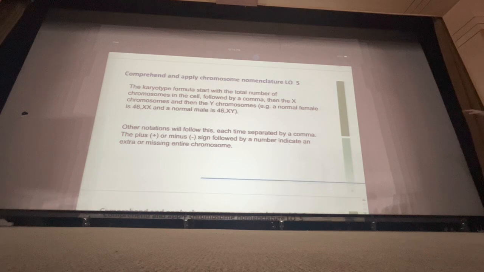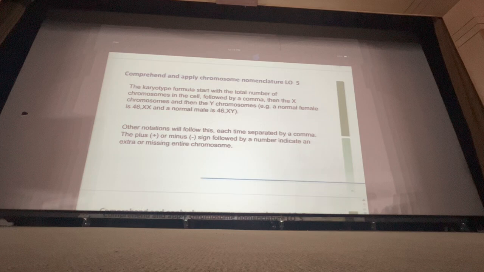And this is an example. For example, we have 46,XX for female, and 46,XY for male. So this is normal. There are other notations to follow; these are the rules which we follow. Each is separated by a comma.